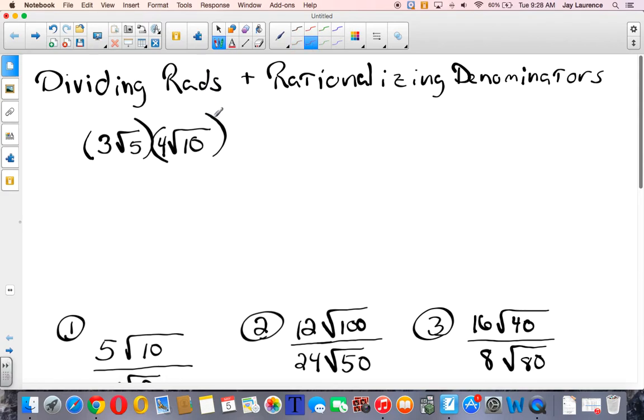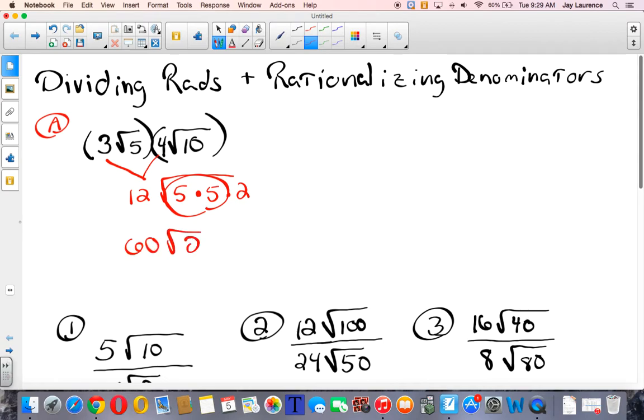All right, now let's quickly first talk about multiplying rads. We know that in a situation like this one here, I'll just call it example A, we're going to multiply 3 times 4 and get 12, and then we're going to multiply our rads. And we know to think about this as, 10 is 5 times 2, and then we got a pair of 5s here. They can leave the house. We'll get 60 rad 2, right? Okay, that should be pretty simple stuff by now.